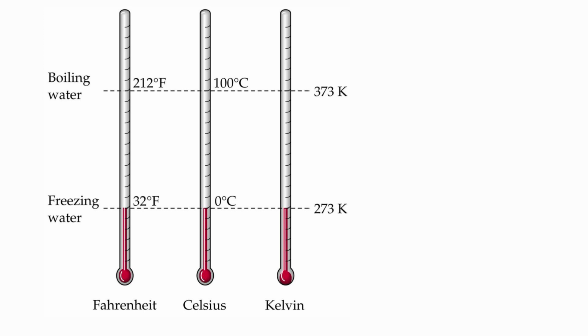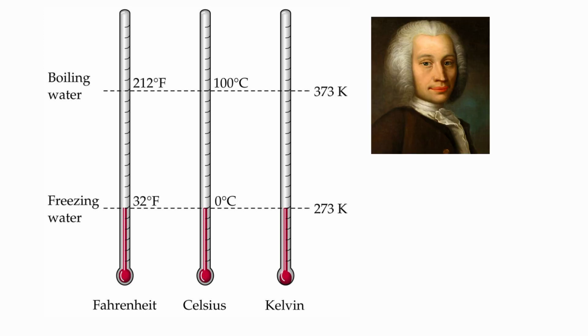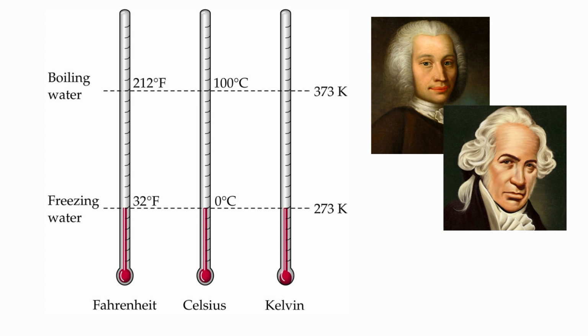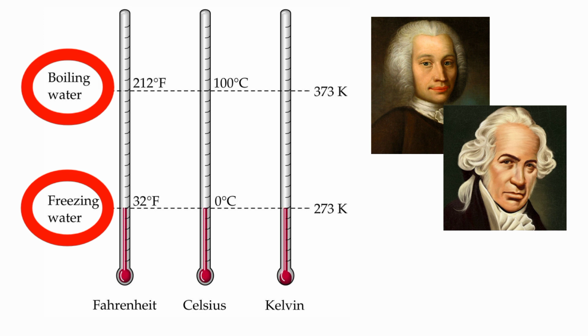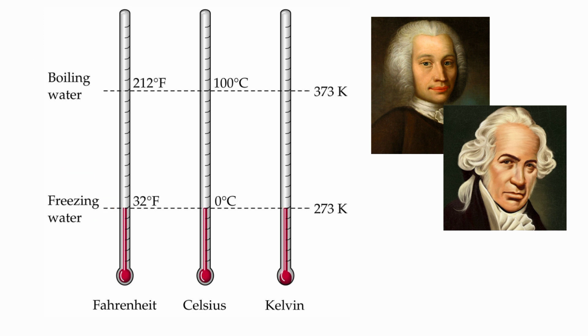The 3 common temperature scales are Celsius, Fahrenheit, and Kelvin. Anders Celsius introduced the Celsius scale in 1741, while Daniel Gabriel Fahrenheit introduced the Fahrenheit scale in 1724. Both scales used the freezing and boiling points of water as reference points. On the Celsius scale, the freezing point of water is 0 degrees Celsius, while its boiling point is 100 degrees Celsius under a pressure of 1 atm, having 100 intervals between 2 reference points.